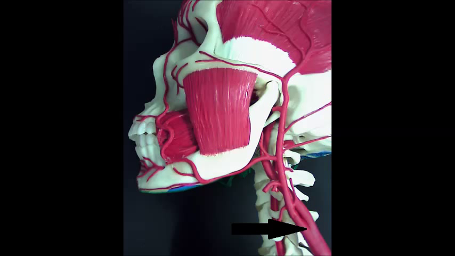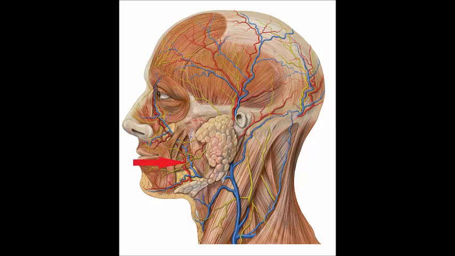Here we have the common carotid artery branching off to the external carotid artery and the internal carotid artery. From the external carotid artery, we have the mandibular artery, the superficial temporal artery, and the facial artery.